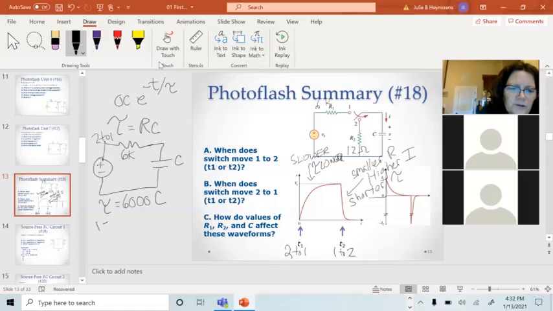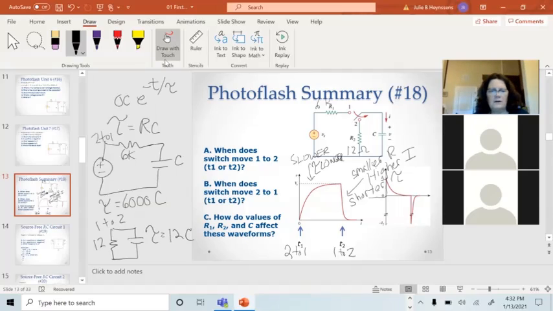Moving from 1 to 2, my circuit looks like this. And this is 12 ohms. The equivalent resistance that the capacitance sees is 12 ohms. So now my tau is 12C. So this is going to discharge significantly slower because of the 6,000, and this is going to discharge significantly faster.